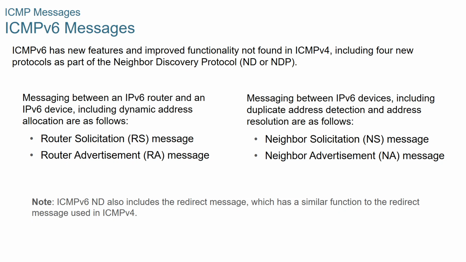Messaging between IPv6 devices, including duplicate address detection and address resolution, again neighbor solicitation (NS) messages and neighbor advertisement messages. So these are new functions within ICMP version 6 that weren't there within ICMP version 4. Again, just a little note that ICMP version 6 neighbor discovery also includes the redirect message, which has a similar function to the redirect message used in ICMP version 4.